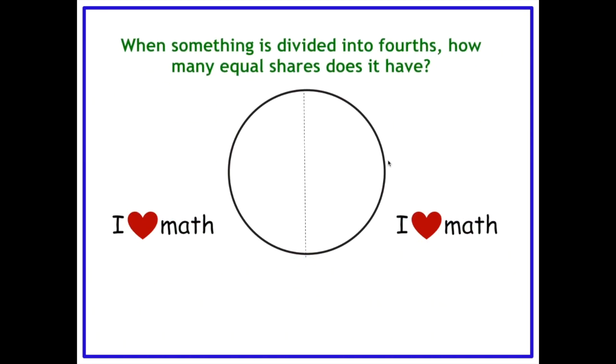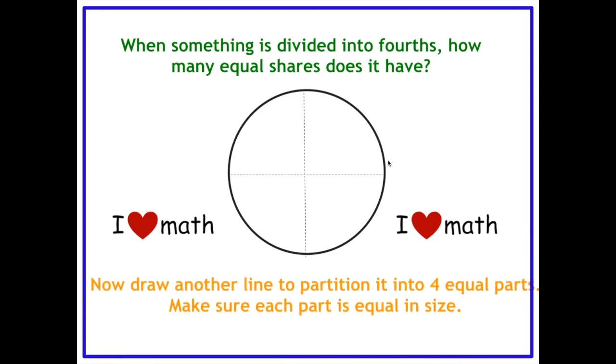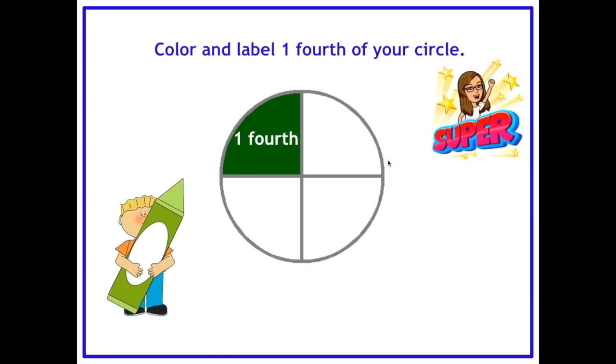When something is divided into fourths, how many equal shares does it have? That's right, it has 4 equal shares. So now let's draw another line to partition it into 4 equal parts. Make sure each part is equal in size. Now let's color and label it 1/4 of your circle.